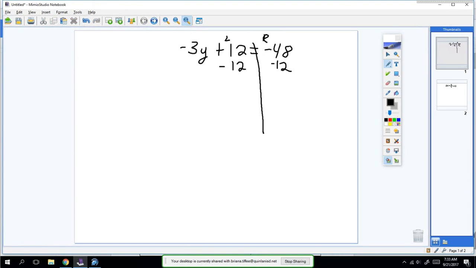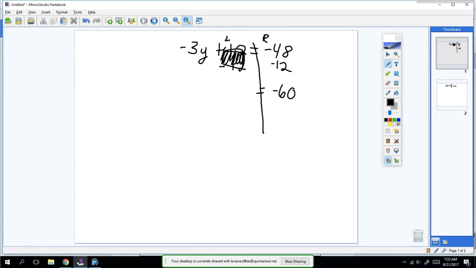Well, 12 minus 12 cancels out. That's exactly what we need to do. We don't need to make this 24. We need to get this to 0 to cancel it out. Negative 48 minus 12 is negative 60. Okay, think like money. The more that you spend, the more debt you become.